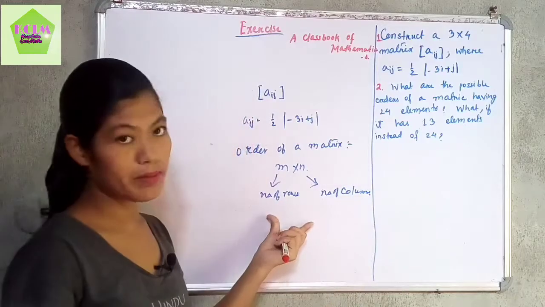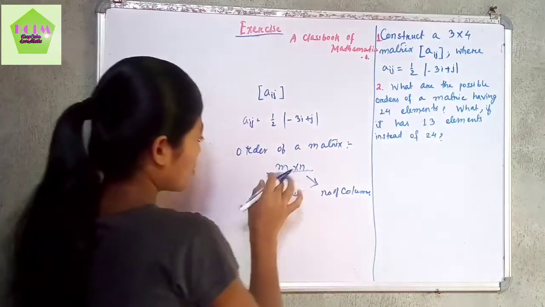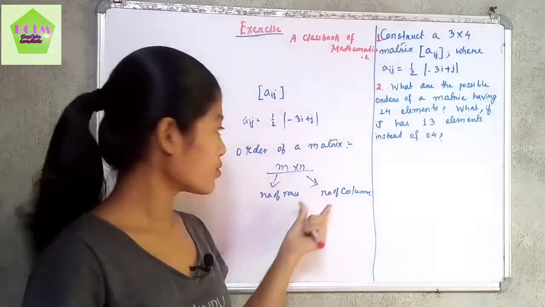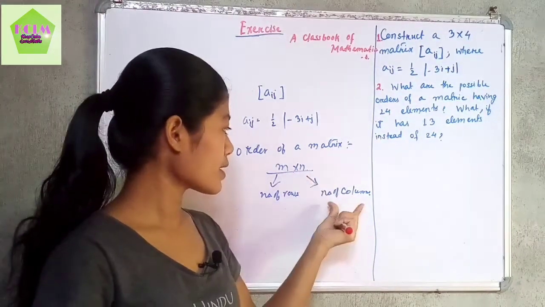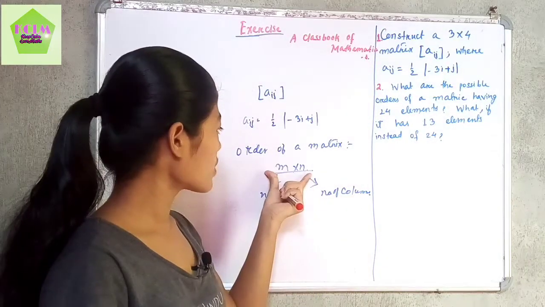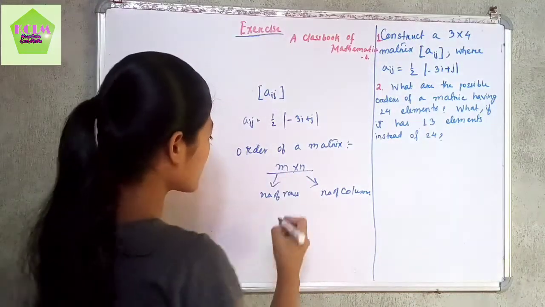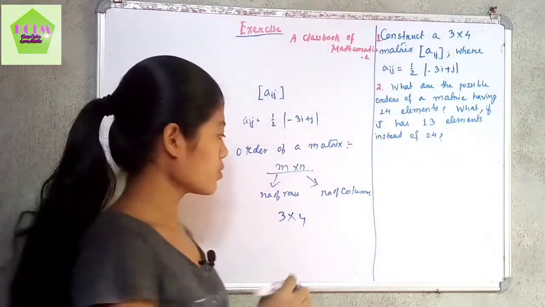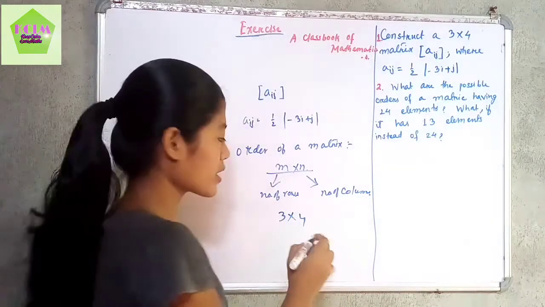So you have to remember this thing. The first term means the number of rows and the second entity means the number of columns. So this is the order of a matrix. So we have been told 3 by 4, that means the number of rows is 3 and the number of columns is 4.